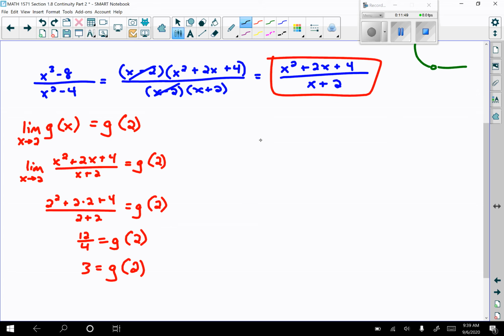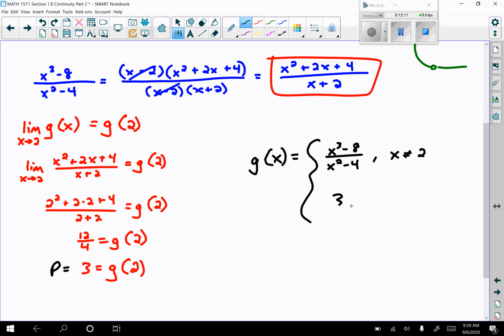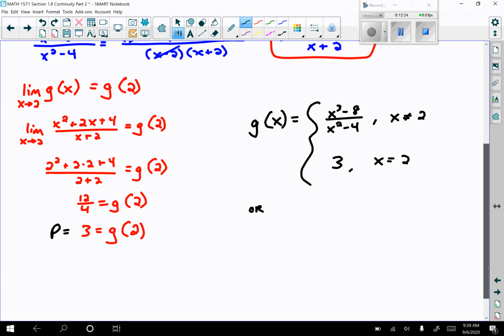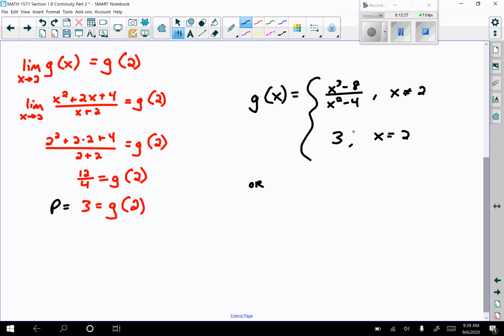So now I could say to make g of x continuous, here is my piecewise function. Again, I could start with what I had originally. We have the x cubed minus 8 over x squared minus 4, as long as x does not equal 2. But then right here, that p, so we could say, let's let p equal 3. So now I could put that 3 in here if x is going to equal 2. And what that would do, if you look right back up here, is no matter what our graph looks like, that's going to fill in that hole and then make that continuous. Or, to me, this is the simplest way to do this.